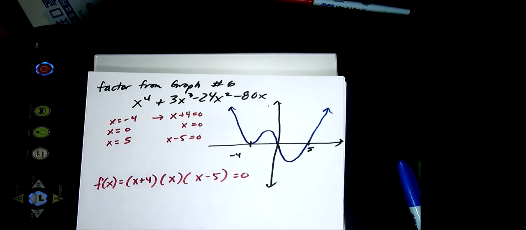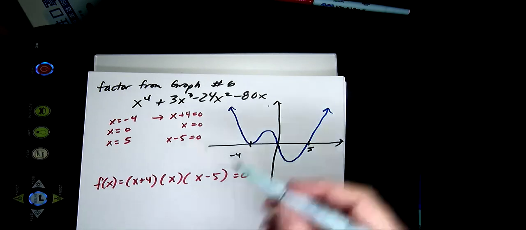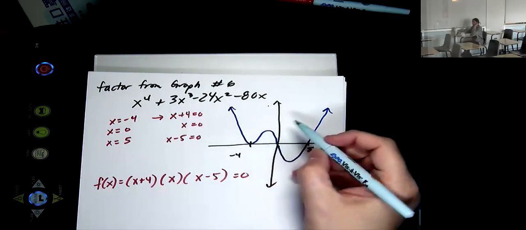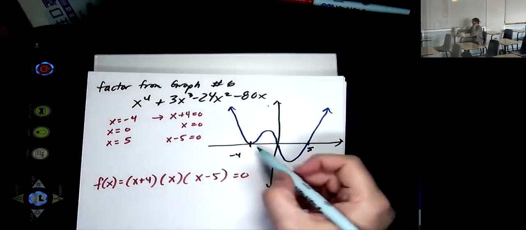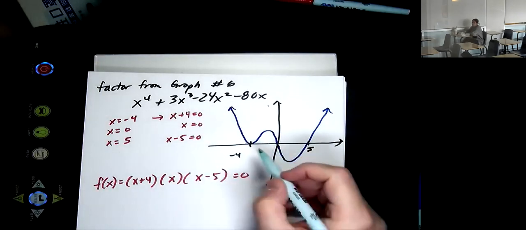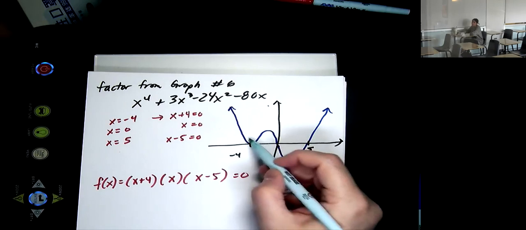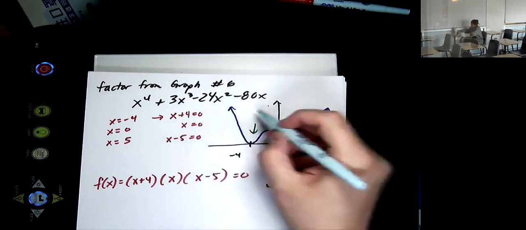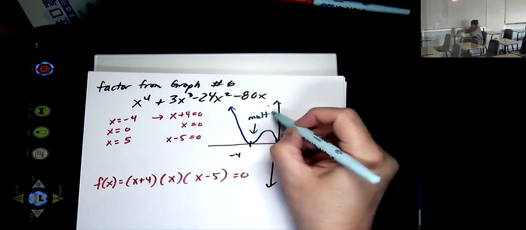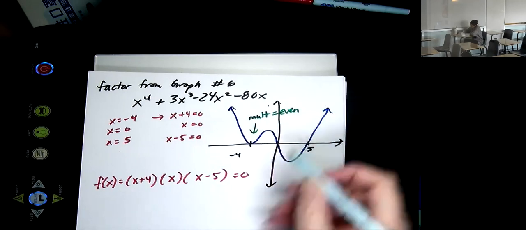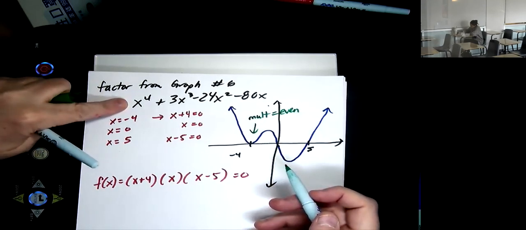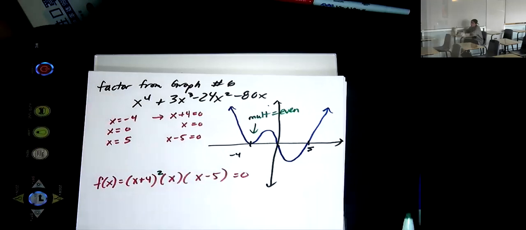x plus 4 rebounds off it, so it has a multiplicity of 2. Yes, or at least a multiplicity of an even number. Since it bounces here, or rebounds, it's got at least a multiplicity of an even number. And since we only need one more x, it can only go up to 2.